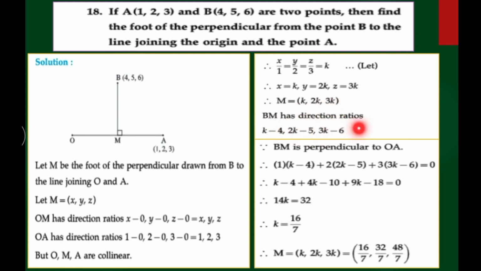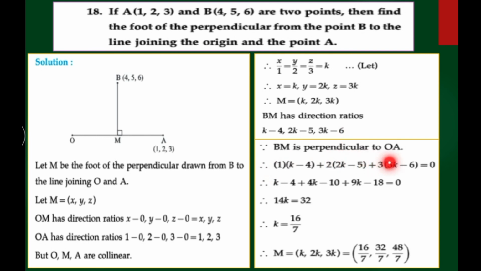BM has direction ratios. Now we calculate the direction ratios of BM. Once we know the coordinates of M, in place of x, y, z we use this k, 2k, 3k. So we write here k minus 4, then 2k minus 5, then 3k minus 6, by using the formula x2 minus x1, y2 minus y1, z2 minus z1 for the direction ratios. So the direction ratios of this BM are k minus 4, 2k minus 5, 3k minus 6.